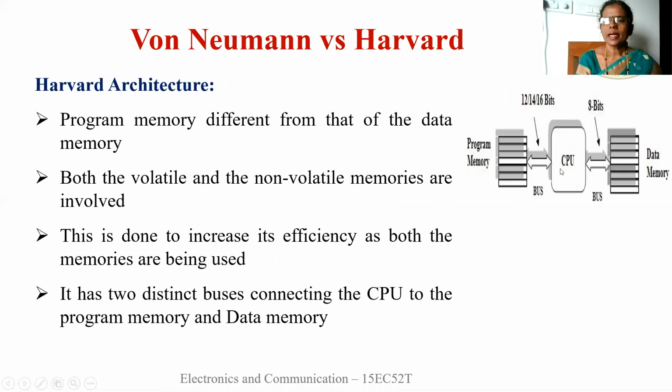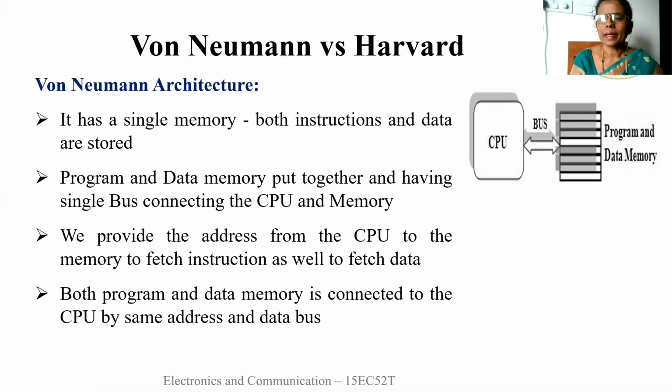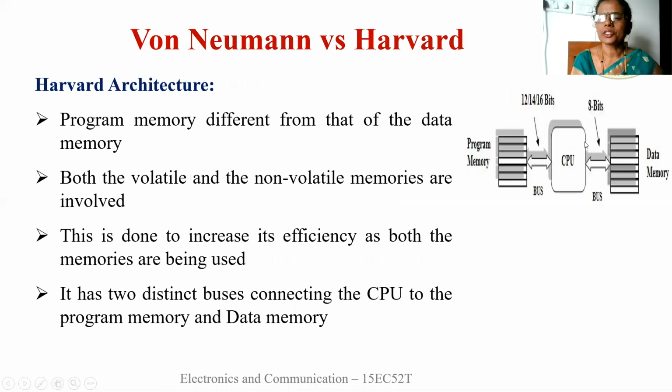Hardware architecture. Look at the diagram here on the right side. The CPU is in the middle, program memory on the left side, and data memory on the right side. In the above diagram, program and data share a single memory. But in hardware architecture, you have separate memory for program, separate memory for data, and the CPU in between. If the CPU wants an instruction, it takes it from the program memory. If the CPU wants data, it gets it from the data memory.